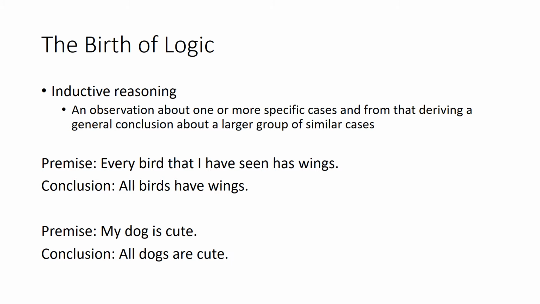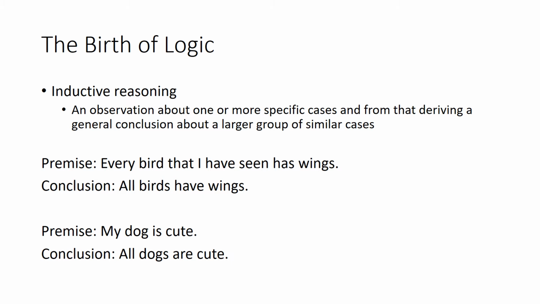Based off the first example, you can see it's pretty clear and straightforward. However, there is a potential issue with this reasoning. And this is demonstrated with the second example, where the premise is my dog is cute. Therefore, all dogs are cute. With inductive reasoning, though, a true premise does not always guarantee a true conclusion, as you can see. Instead, there is some level of probability.